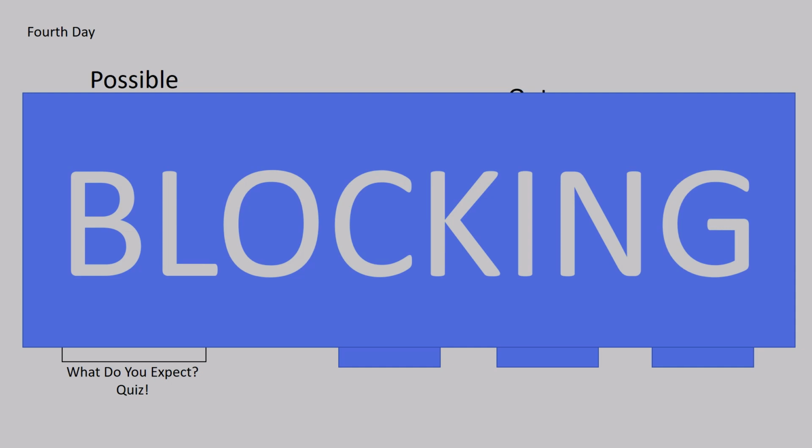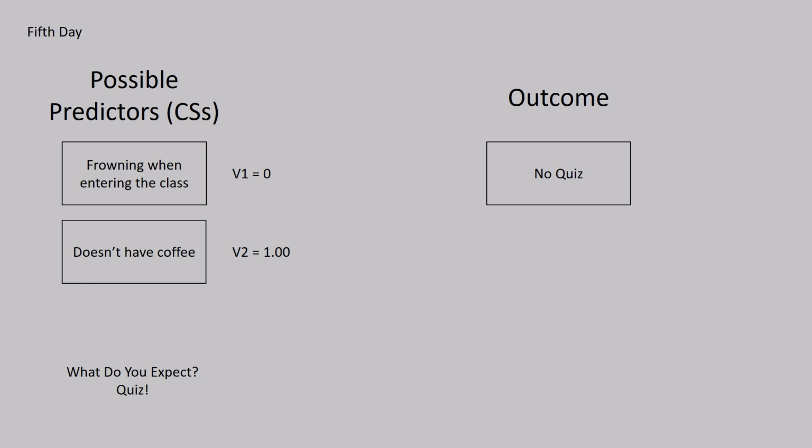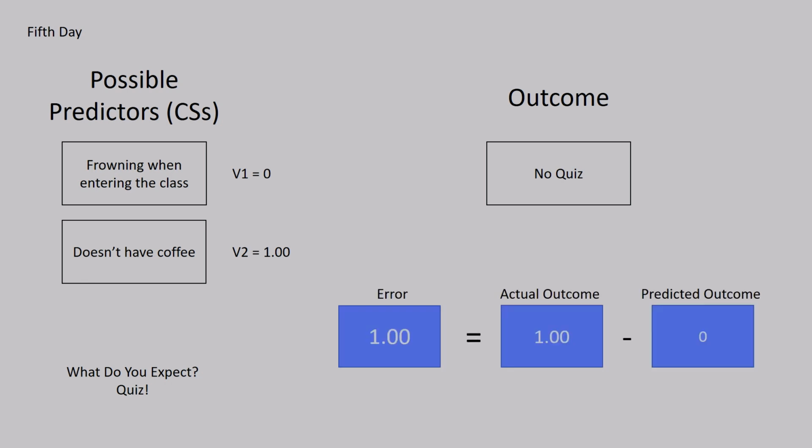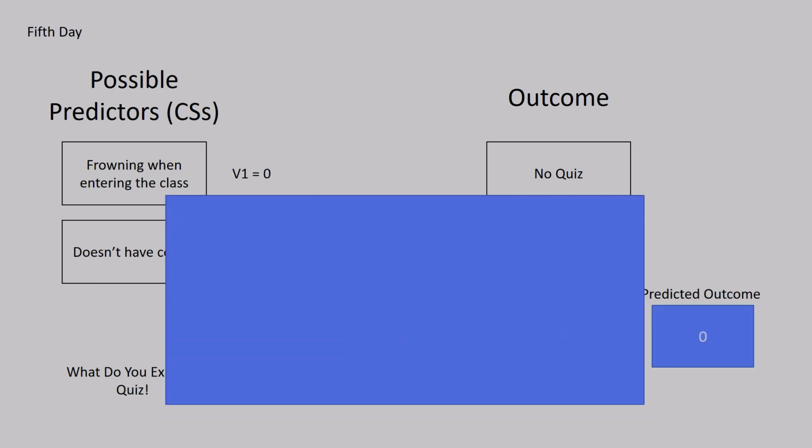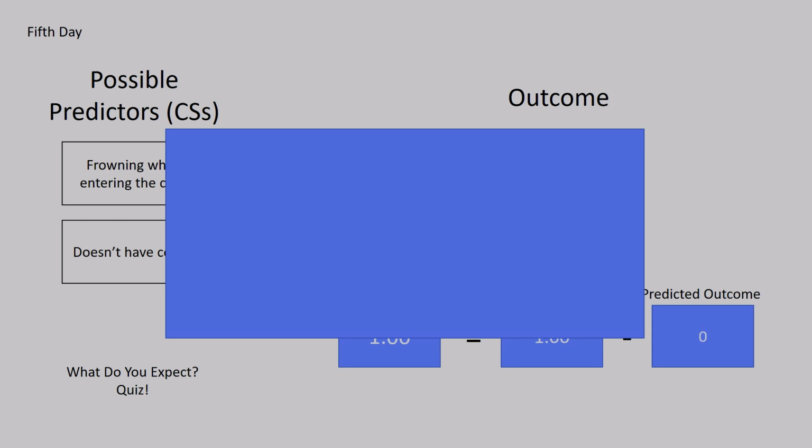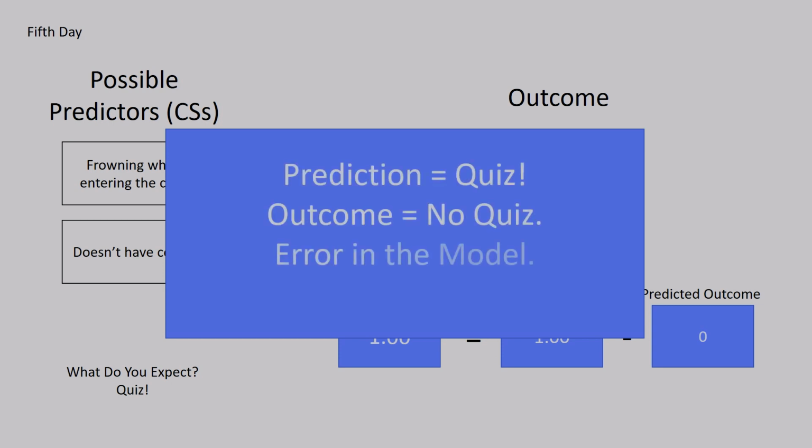Well, this leads us back into blocking, which means that we don't actually learn that carrying that stack of papers actually matters. So looking at the 5th day, we can see that he's frowning when he enters the class. He doesn't have coffee, so we expect there to be a quiz, but oh, there's no quiz, which means that we do have error in this model and we need to recalibrate V2. So our prediction was a quiz and outcome was no quiz, which means that we have error in our model and we need to recalculate the stimulus value for that.